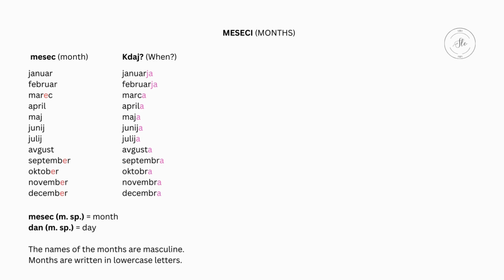Juni, junija. Julij, julija. August, avgusta. September, septembra. Oktober, oktobra. November, novembra. December, decembra. Mesec, dan.